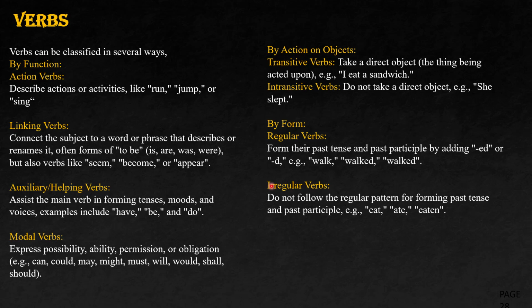By form, there are regular verbs and irregular verbs. Regular verbs help us to form the past tense and past participle by adding ed or d. Example: walk, walked, walked. Irregular verbs: eat, ate, eaten, like that. It will also help us to create the past tense and past participle sentences that you're going to see in the next slides.